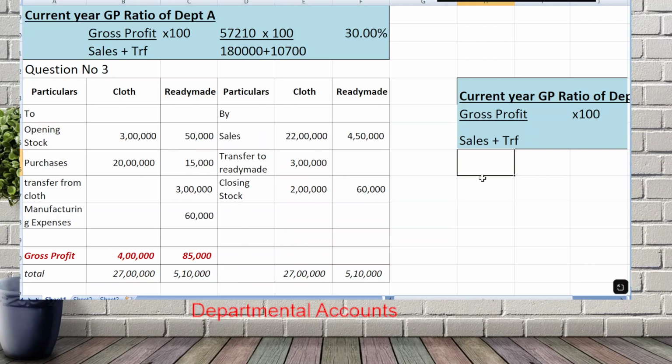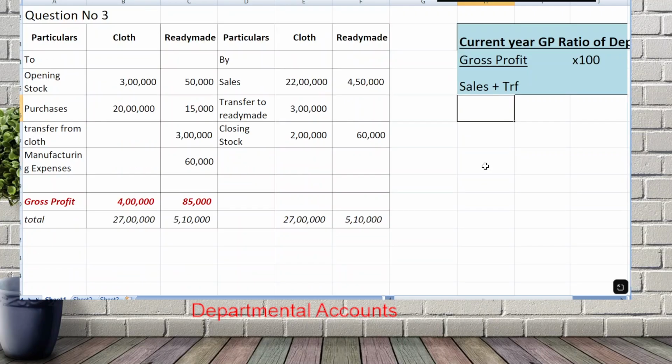What is the GP ratio? Current year GP ratio. How to work it out? 4 lakhs divided by sales plus transfer, into 100. எவ்வளவு percentage வந்துச்சு?